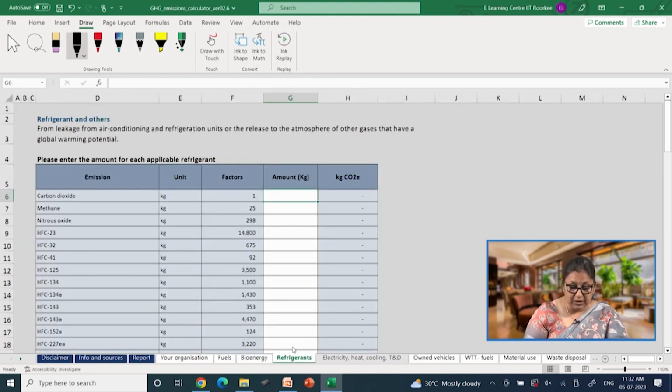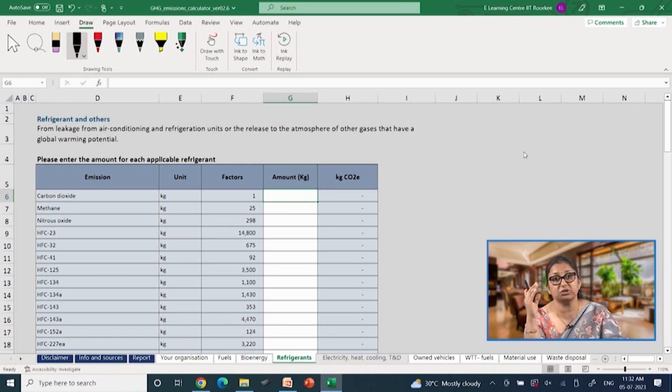Then we have refrigerants. This is fugitive emission that we are talking about from leakage from air conditioning and refrigeration units or the release to the atmosphere of other gases that have a global warming potential. Now, these are fugitive emissions. So, in a particular year, suppose we are reporting it for this year 2023, if fugitive emissions have taken place, if there has been a gas leakage or if there has been a gas replacement, it could be a small facility, for example, my residence.